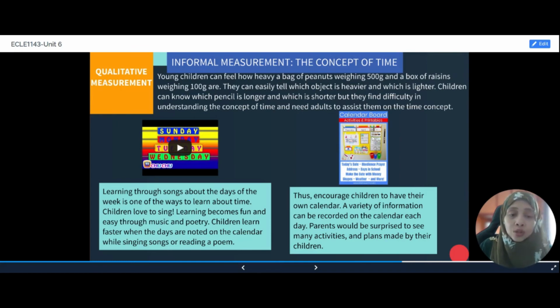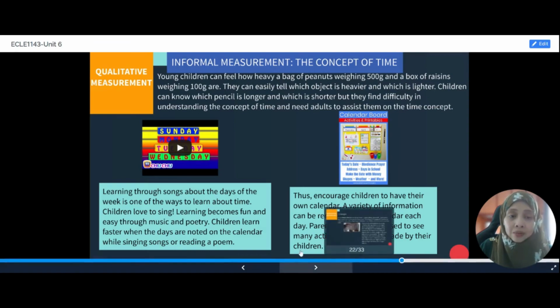Okay. And we also can use a calendar board. Okay, hari ni buat apa, tarikh apa, and what we are doing. Associate with that particular day.